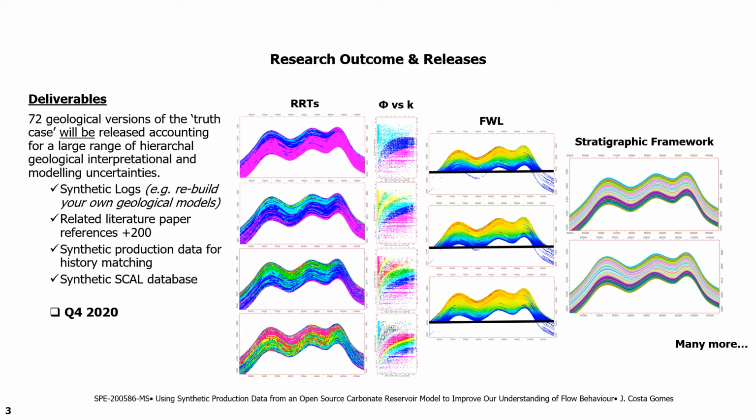The research outcome and release of this work is to deliver 72 geological versions of the truth case, which account for a large range of hierarchical, geological, interpretational, and modeling uncertainties. It comes with synthetic logs, so you can rebuild your own geological models, along with the related literature paper references, which is over 200 papers of the Middle Eastern Upper Kharaib member, which we have tackled in this work as an analog reservoir. Synthetic production data will be released, which is part of the history matching aspect of this work, along with the synthetic SCAL database, which I will talk about in the next slide. And all of this is now in Q4 2020.